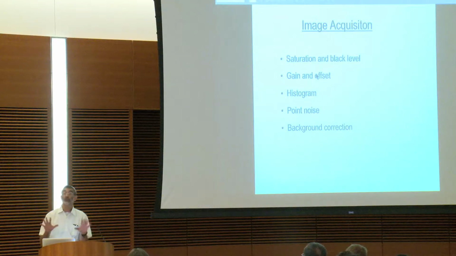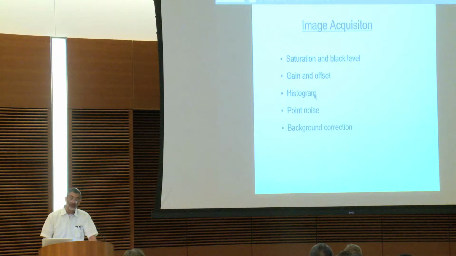Are there questions at this point about what an image is, or those three concepts: the lookup table, the histogram, and the line profile? Okay, good. So, image acquisition: I spoke a little bit about saturation and black level, gain and offset.